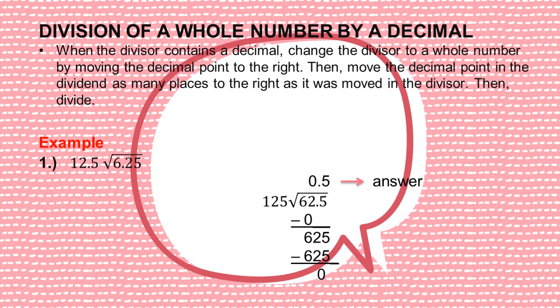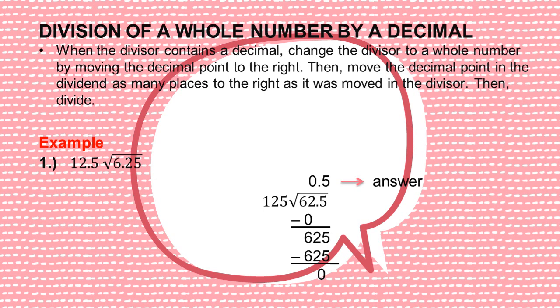Then move the decimal point in the dividend as many places to the right as it was moved in the divisor, then divide. So, ang unang steps po natin, class, kapag magdi-divide tayo ng decimal, ay i-move natin yung decimal point, kagaya ng example natin kanina, ang divisor or decimal na nasa labas ng symbol ng ilang decimal places to the right, depende sa number ng decimal value natin ito.